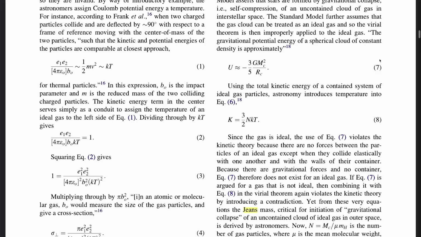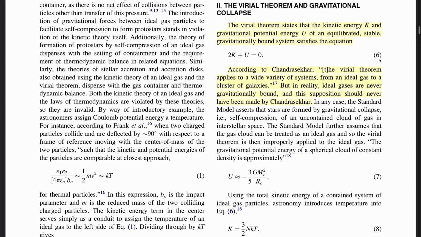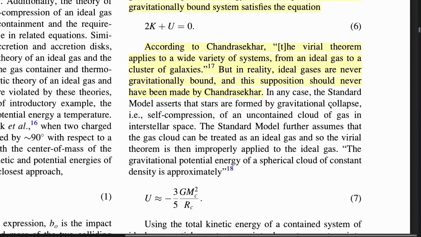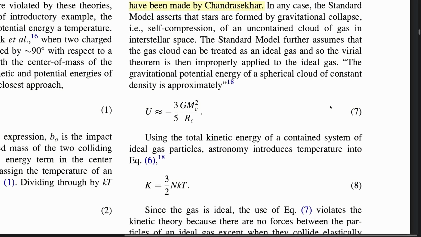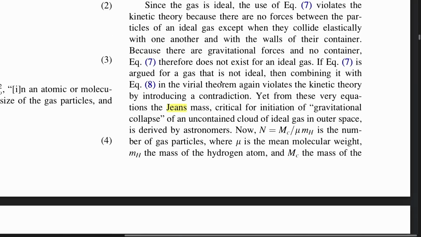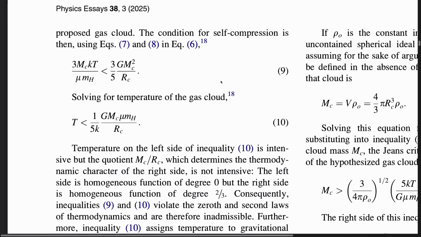Yeah. So by taking the kinetic energy of all the gas particles and then using that in the virial theorem with the gravitational potential energy of their cloud of gas, mistreating it as a gravitationally bound system, they combine the temperature of an ideal gas with gravitational potential energy again. Then they solve for a temperature. Now that temperature equation is intensive on the left and it's not intensive on the right.